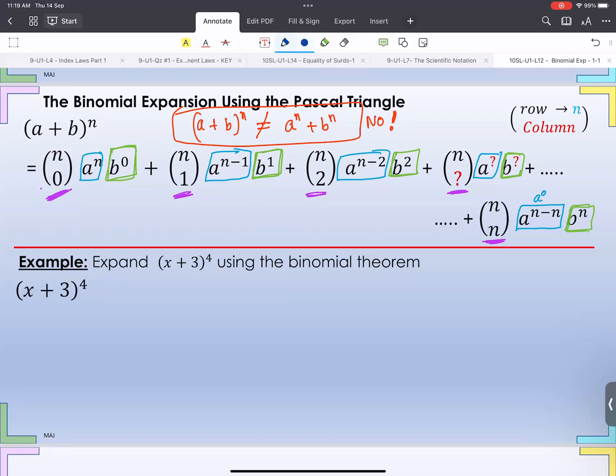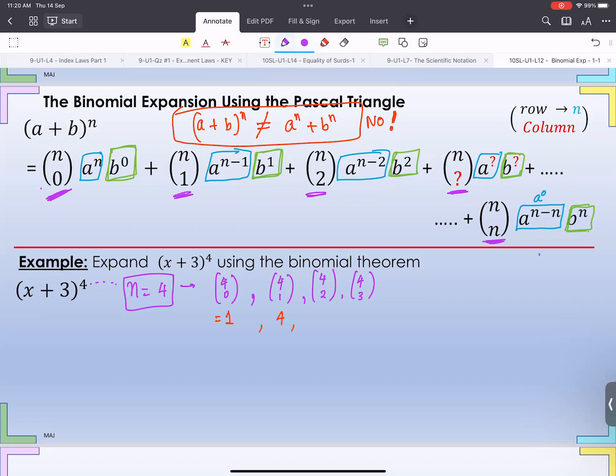Now, x plus 3 power 4. Let's use the formula that we've just written. So n is equal to 4. We're going to choose 4 choose 0, 4 choose 1, 4 choose 2, and 4 choose 3. All of these are going to appear in the formula. 4 choose 0 is always going to be 1. 4 choose 1 is going to be 4. And where am I getting this from?